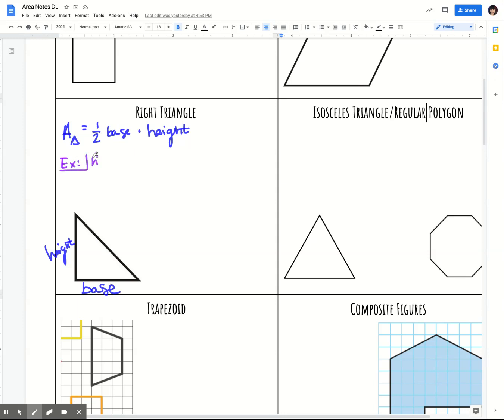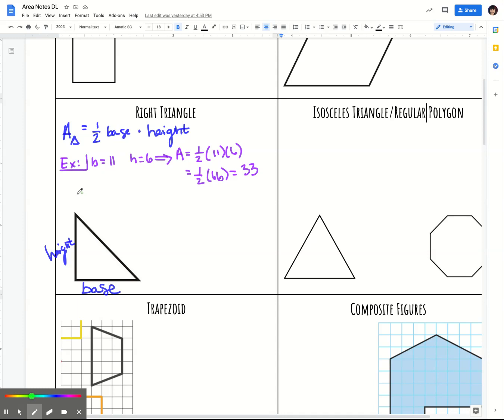Okay, I'm going to tell you that the base of this triangle is 11 and the height is 6. So that means my area is 1/2 of 11 times 6. So 11 times 6 is 66, and half of that is 33. Okay, so pretty basic example, right? Where I'm just giving you the information you need, plug it into the formula, and simplify, right?